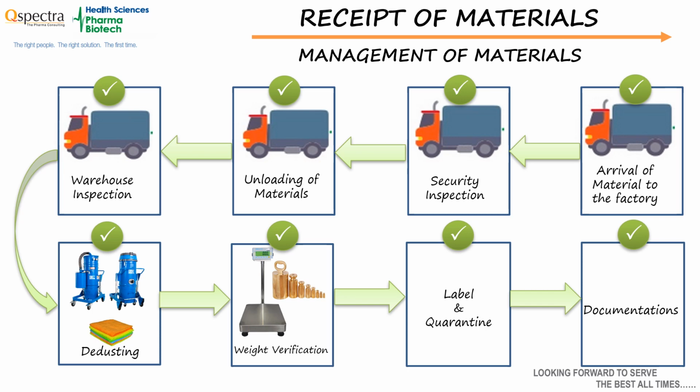So finally, this is the flow for receipt of materials. Arrival of material to factory, security inspection, unloading of materials, warehouse inspection, dedusting, weight verification and label and quarantine and documentation completes the receipt of materials.